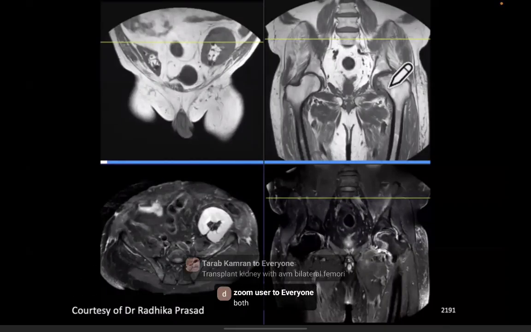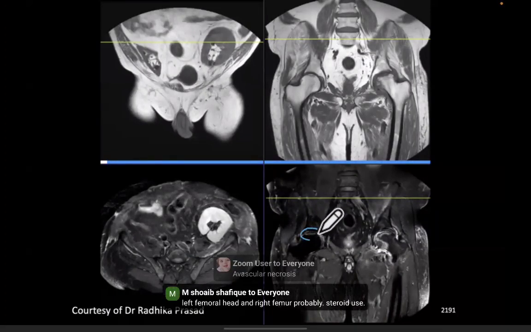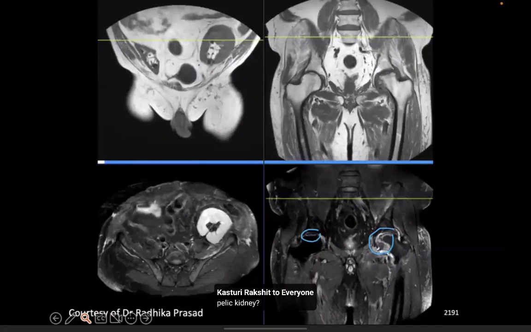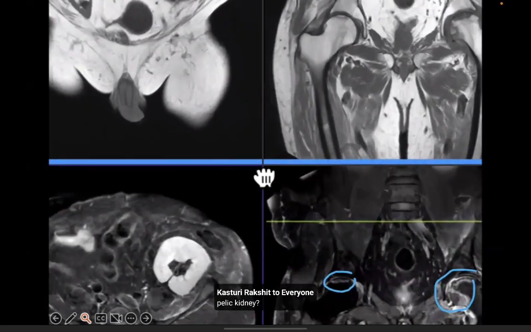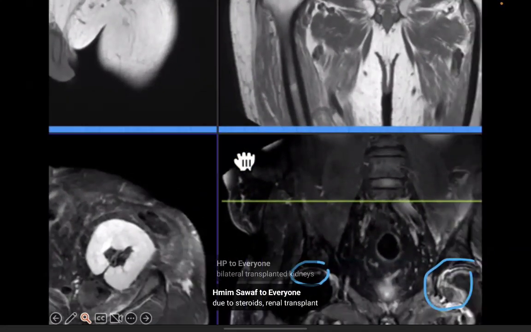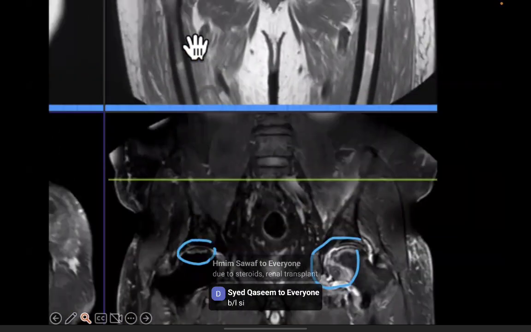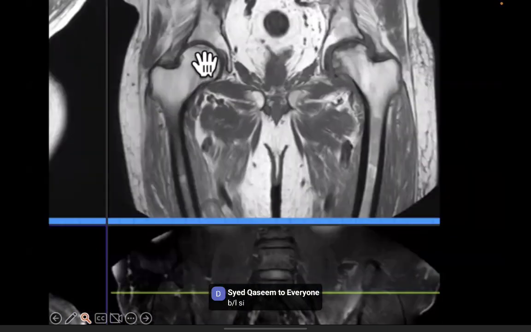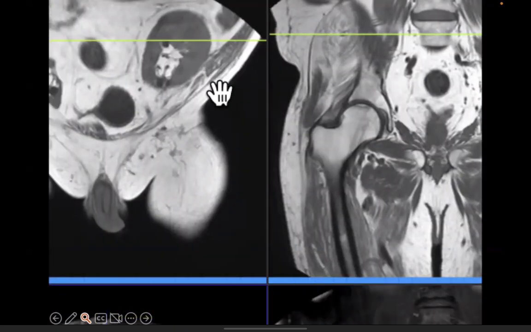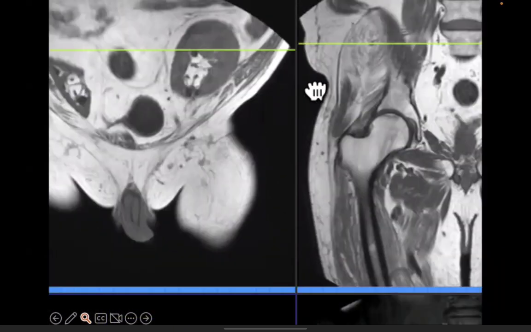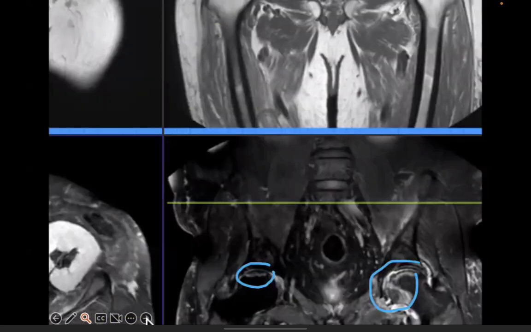So we've got AVN just there, AVN just there, and you just see it there. And then we've got a transplant kidney in the left iliac fossa. So it's likely that steroids have been implicated in the development of AVN.